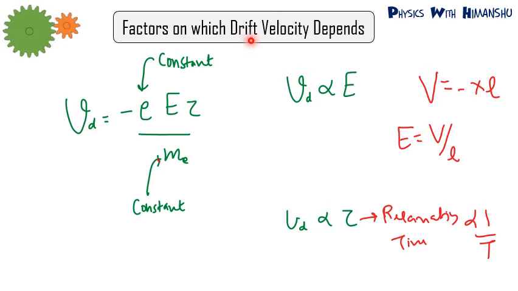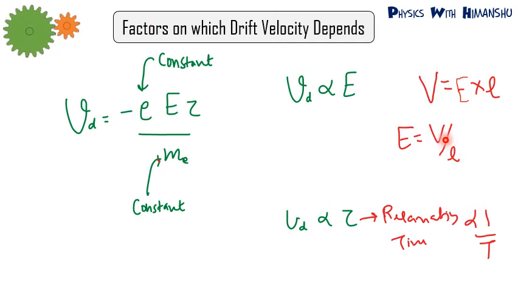Now, factors on which drift velocity depends. Vd is basically equal to minus e, that is a constant, into electric field, that is not constant, into tau, which is also not constant, divided by the mass of the electron, which is a constant. So we have two parameters, electric field and relaxation time. Now drift velocity is directly proportional to electric field. And you know that potential difference V is equal to E into L. So E can be written as V by L.